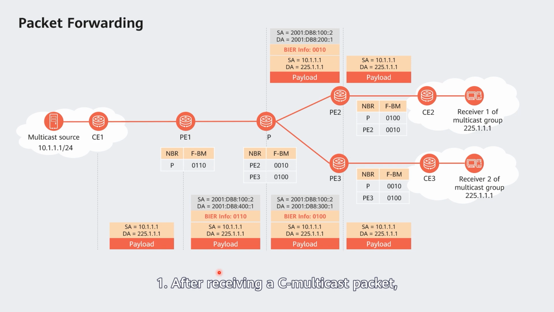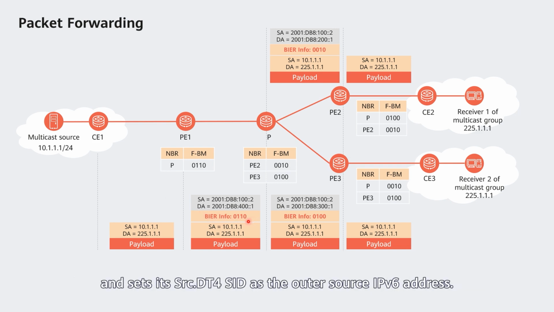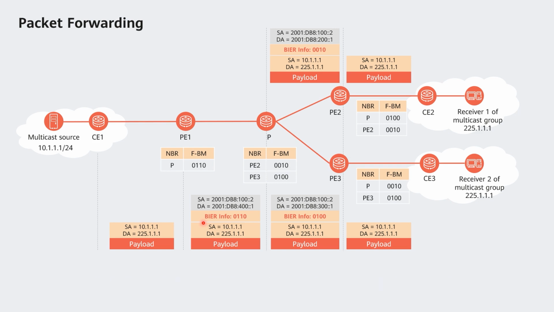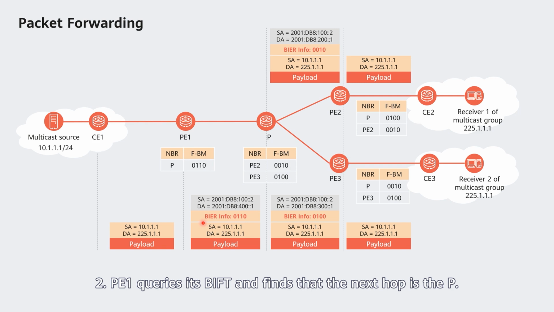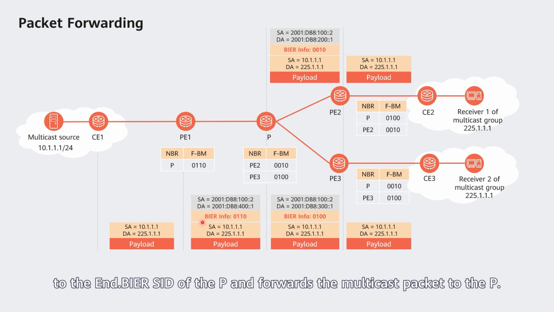1. After receiving a C multicast packet, PE1 selects a PMSI tunnel based on the source and destination addresses of the packet, inserts the outer BIERv6 packet header with the bit string of 0110, and sets its source DT4 SID as the outer source IPv6 address. 2. PE1 queries its BIFT and finds that the next hop is the P. Therefore, PE1 sets the destination address of the multicast packet to the end BIER SID of the P and forwards the multicast packet to the P.